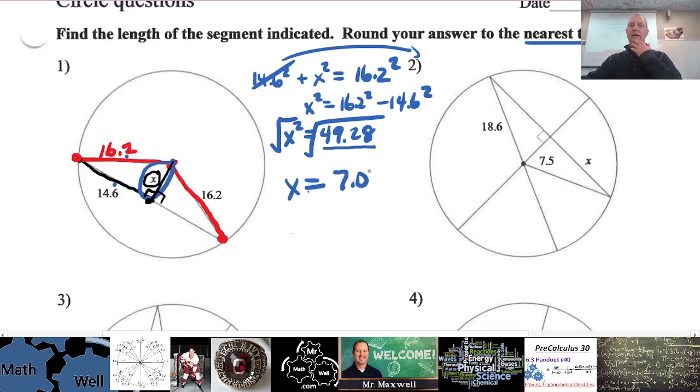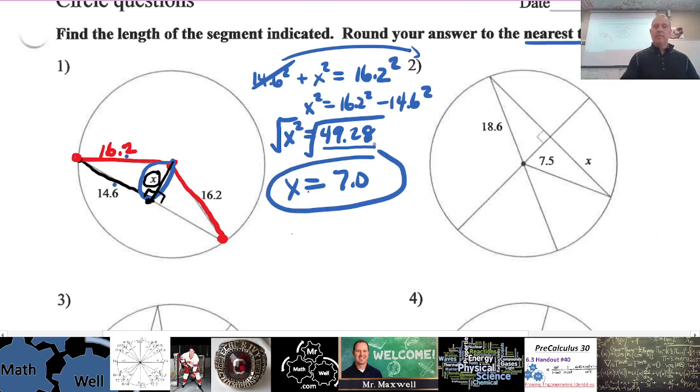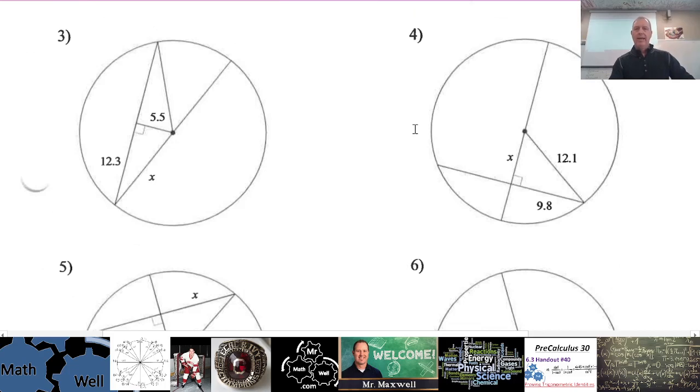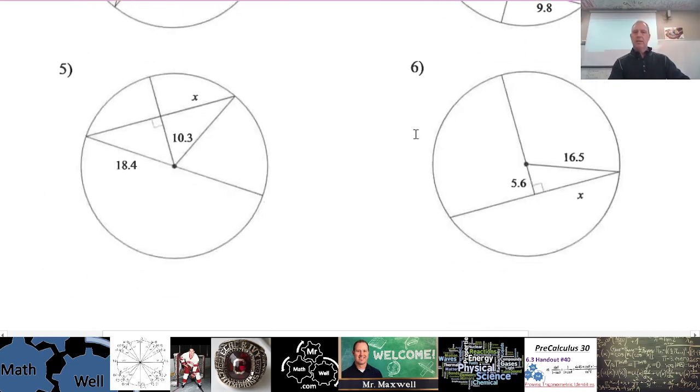And are there any units? That's the other thing you want to look at. Units? Nope, no units. So you can just leave it unitless. That's fine. So I get 7.0. Who else got 7.0 for number 1? Good? Awesome. All right, let's skip down to something that looks maybe a little bit different.